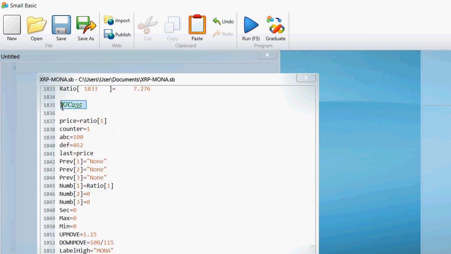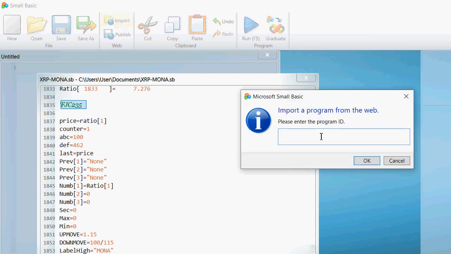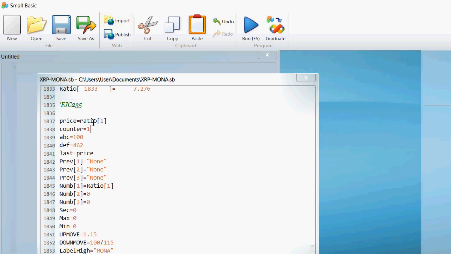And the code, you'd use the import, and you'd put in the program ID. Well, this one is FJC235 as the code you would put, and you'd be able to play all the days. You have 6 options. You're going to see an auto to move every percentage move.